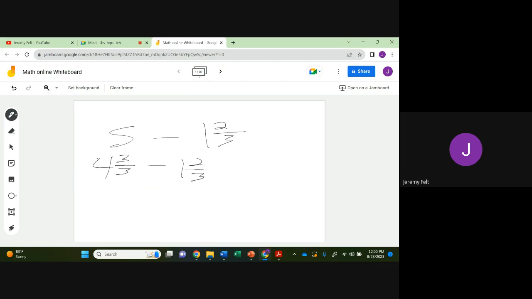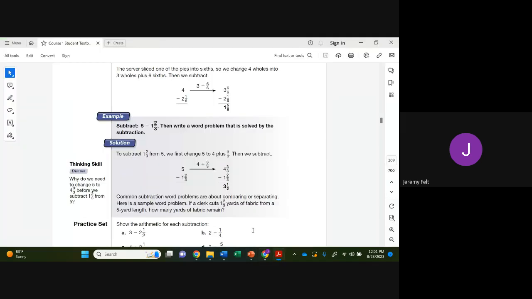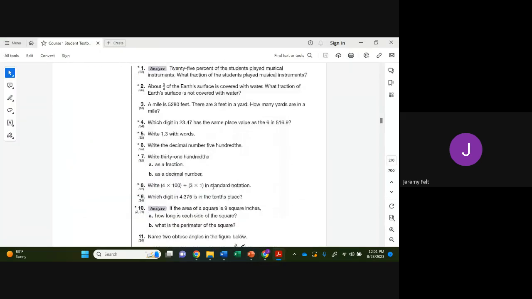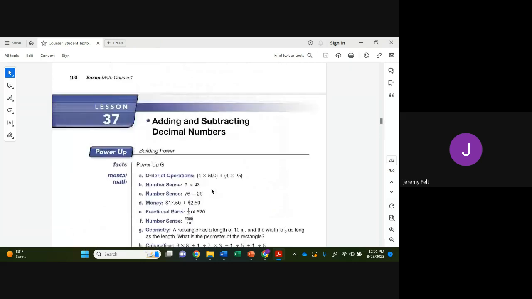Again, 3 minus 2 is 1, still over 3. And 4 minus 1 is 3. 3 1/3, can't reduce it, so we are done. Okay, practice that again. We'll go over it in class.